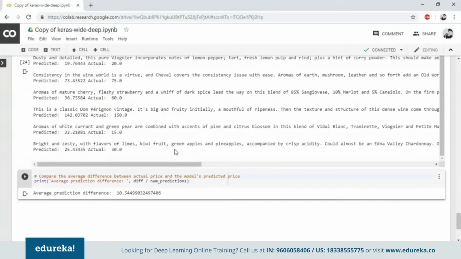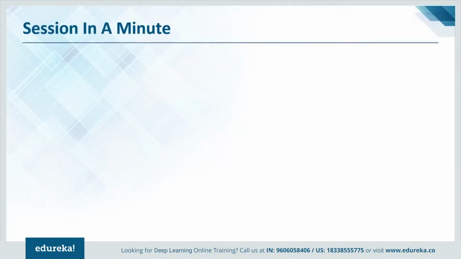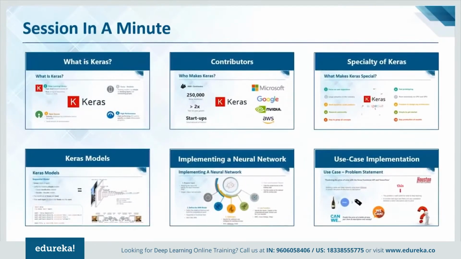To wrap this up, let's head back to our presentation and run through what we did in the entire session. We started out by checking what Keras actually is. Then we checked out the contributors who support and develop Keras. Next, we checked out the specialty of Keras by highlighting some of the really good features. Next, we checked out the models, and then the easy steps to implement a neural network. And lastly, we went through this amazing use case and dived right into the heart of Keras. Keras is lovely and I can't begin to tell you how much I'm liking it.